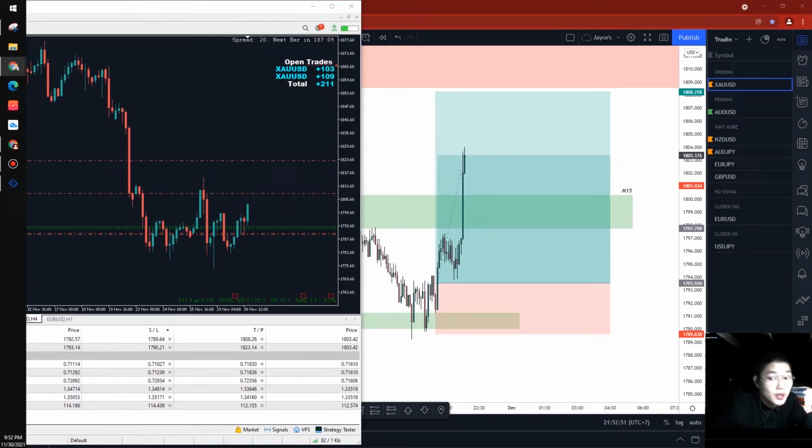And here is my first trade this week on the gold USD, and this time I already have a profit of more than 200 pips. 200 pips for gold is very normal, and this time you can see that the market goes up very strongly, and here is an example of the confluence strategy.